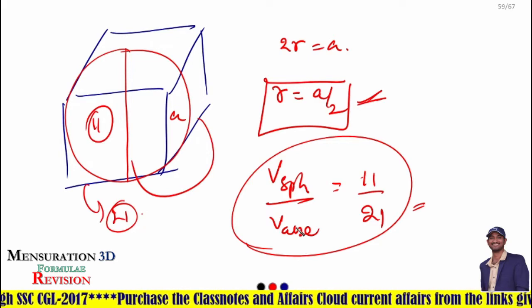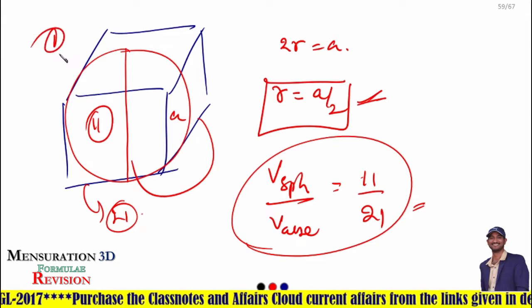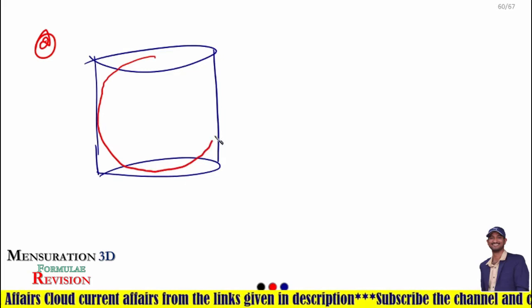Okay, that is the first thing. And the second one, sphere inscribed in a cylinder. There is a cylinder. A sphere of maximum volume is inscribed in the cylinder.